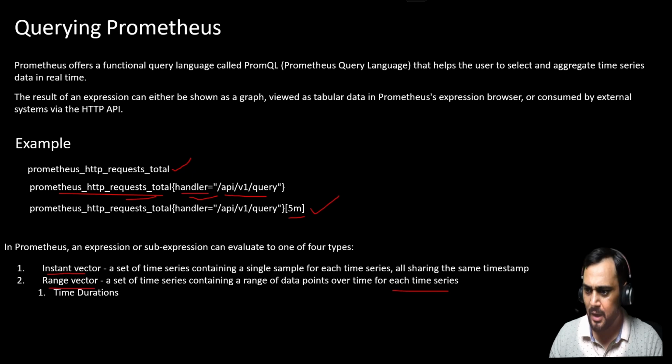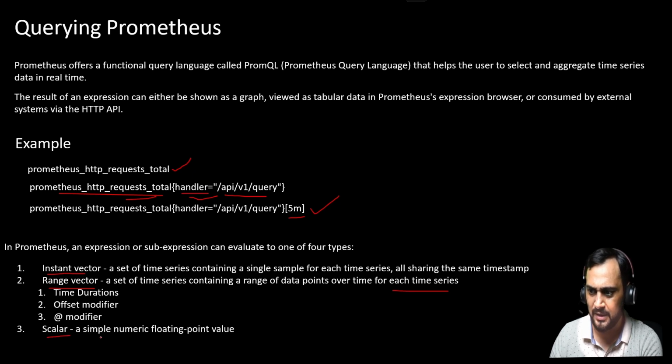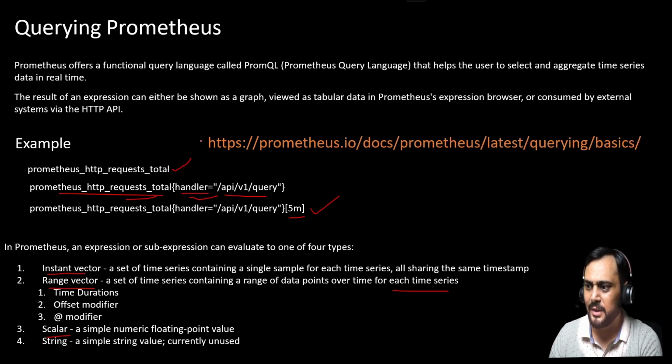Okay. In range vector, we can again sub-classify into different categories. The first one is time series. The second one is offset modifier. And the third is scalar, a simple numeric floating point value. I will show you, don't worry. And string, a simple string value currently unused by Prometheus. But yes, there is an option. In future, you will observe this string. And all these details you can get directly from the Prometheus web server. If you go to this URL, okay.